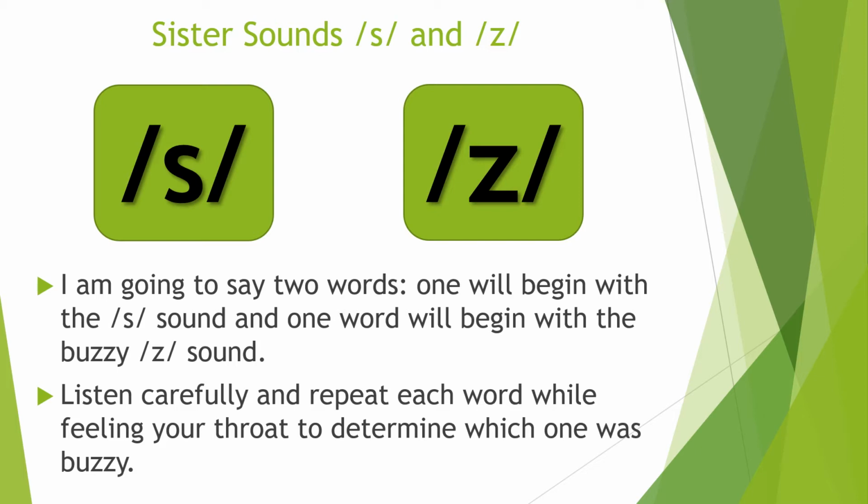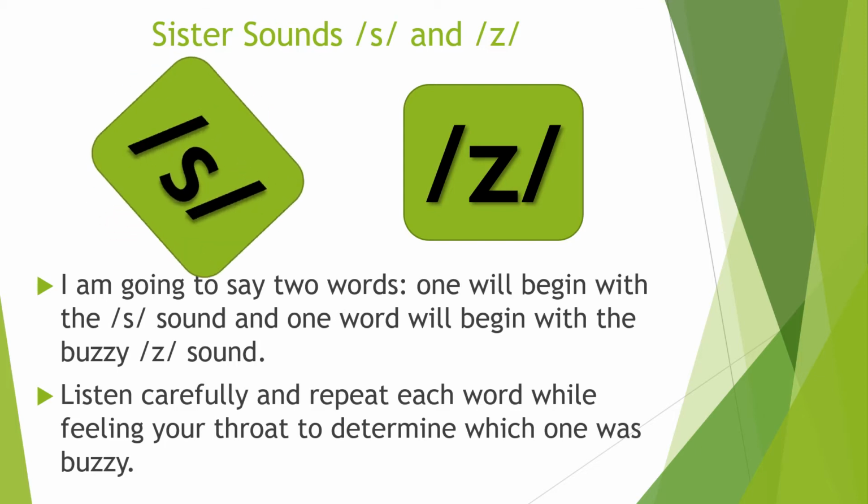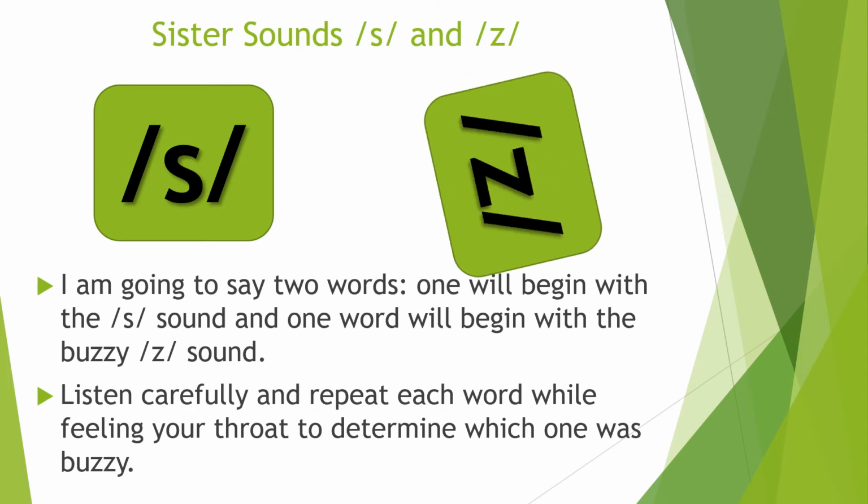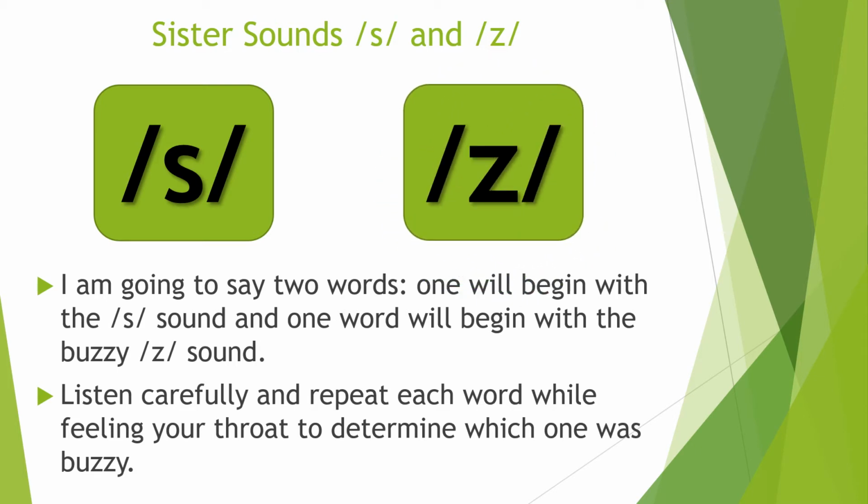So now we're going to do another activity. I'm going to say two words. One word will begin with the S sound. Say S. And one word will begin with the buzzy Z sound. Say Z. I want you to listen carefully and repeat after me. Say each word while feeling your throat to determine which one was buzzy.